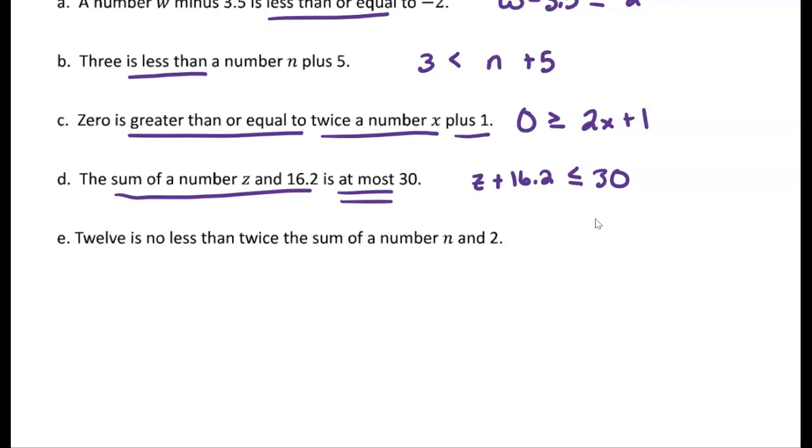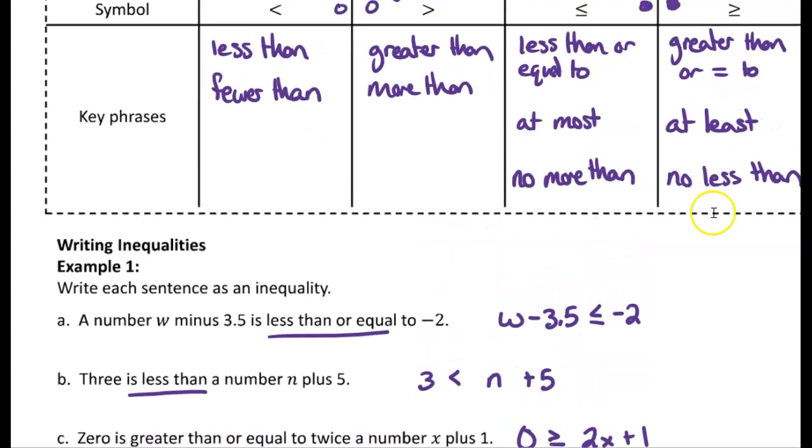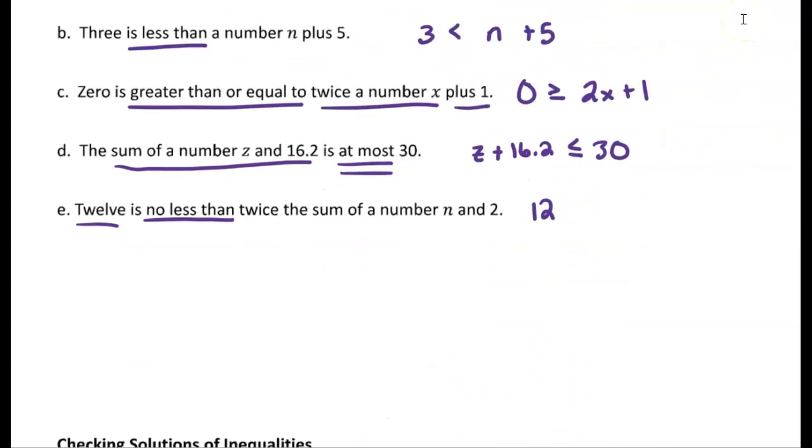Okay, 12 is no less than, all right, 12. And no less than, if I go look up here, no less than is this symbol. It's the greater than or equal to symbol because no less than means it's equal or more.